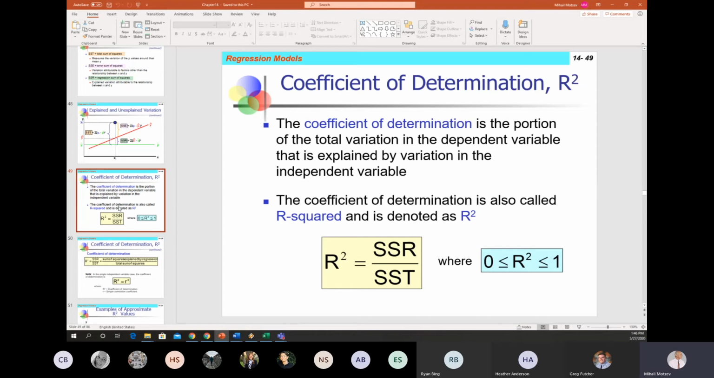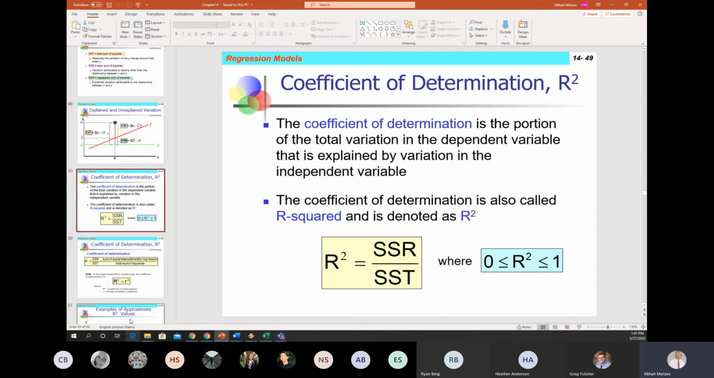Here, we simply divide the sum of squares due to regression, or explained variation, by the total variation. Of course, because the total variation is always bigger, we can immediately say this ratio will always be between 0 and 1. 0 when there is no explained variation, and 1 when all of the total variation is explained by the regression model. This ratio is referred to as the coefficient of determination.